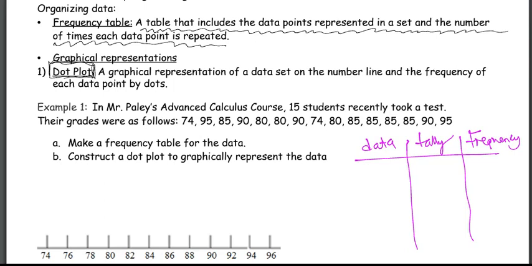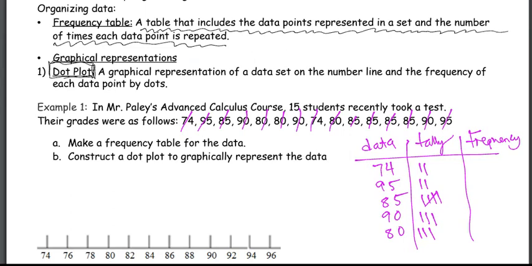So the first data point is 74, and then 95, and 85, 90, 80, twice, 90 again, 74 again, 80 again, 85, 1, 2, 3, 4, 90, and 95. So I have two 74s, two 95s, five 85s, three 90s, and three 80s.